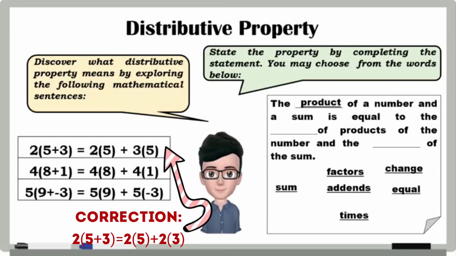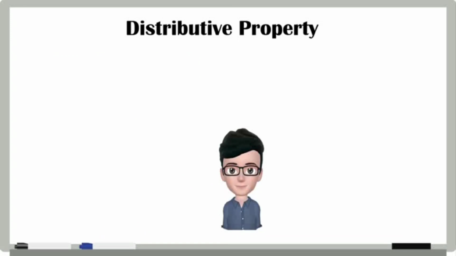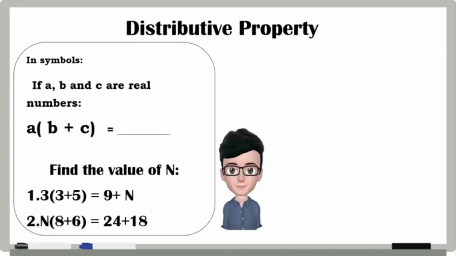The product of a number and a sum is equal to the sum of the products of the number and the factors of the sum. Okay, that is correct. Actually, it is somewhat hard to understand if it is written in words. So, it will be much better if we illustrate the distributive property in symbols. If A, B, and C are real numbers, then A times the quantity B plus C equals A times B plus A times C. Okay, correct.